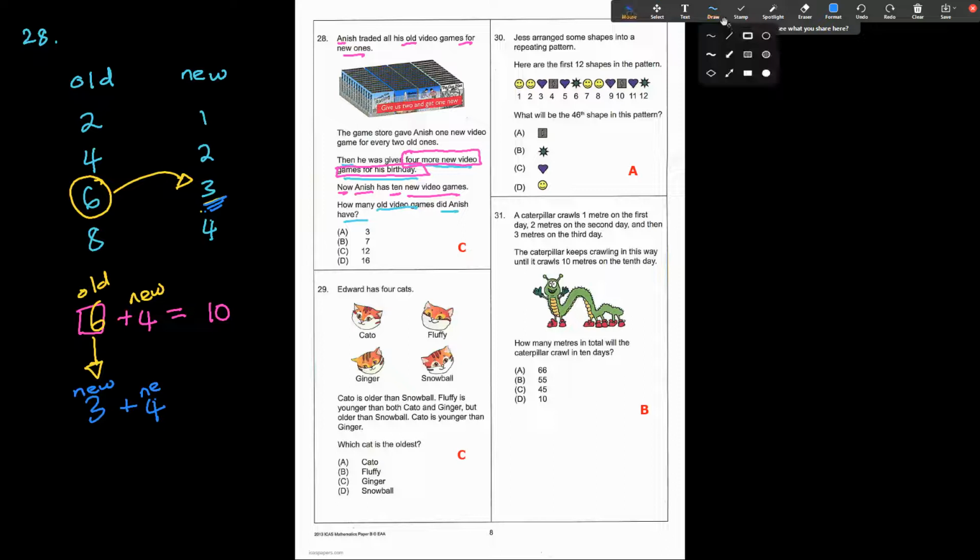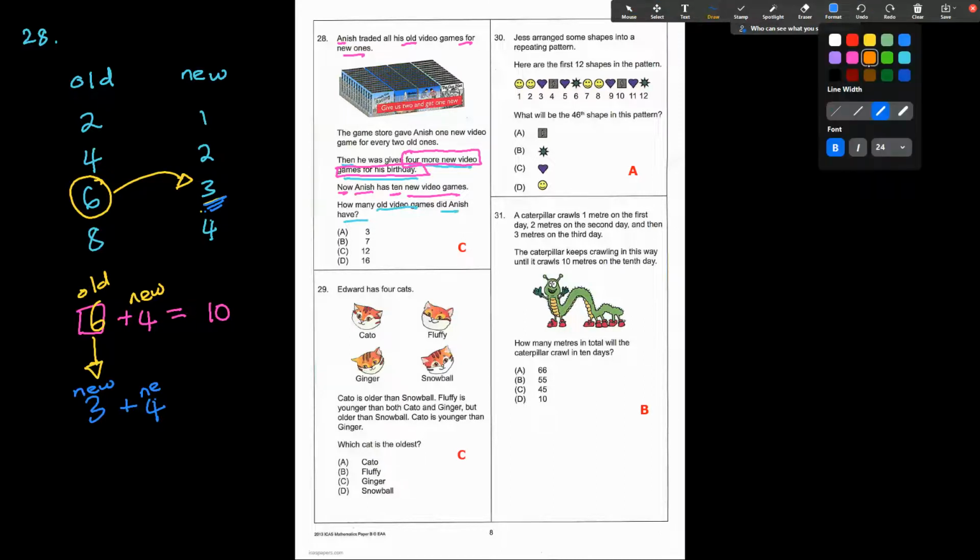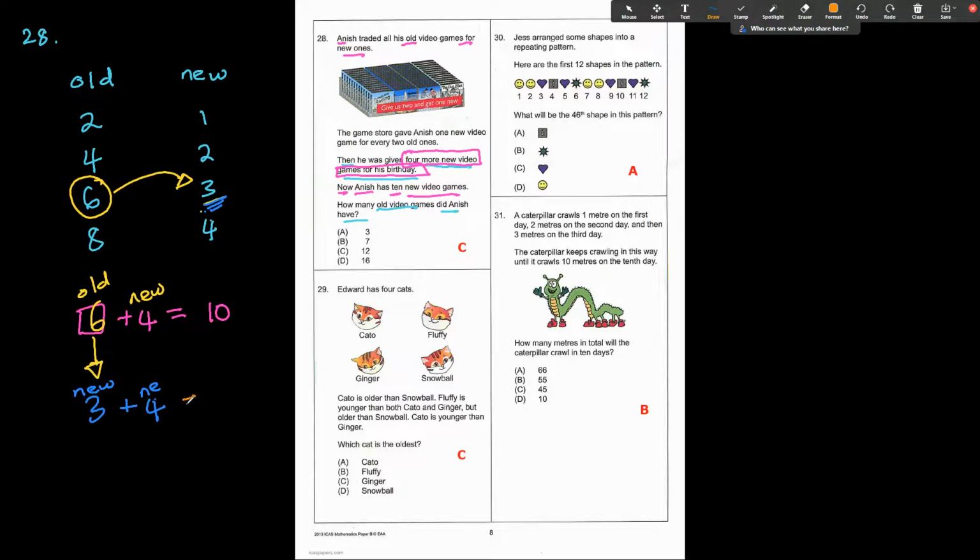Now, what is the problem with my question? There's a problem, right? What is the error? This is the incorrect answer, right? 7. Yeah, it's not 7. So what did I do wrong? Can you spot the problem? Oh, it is an odd number, and it's incorrect. Right. Okay.